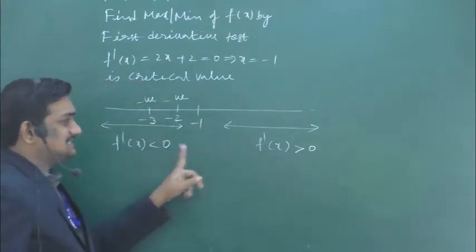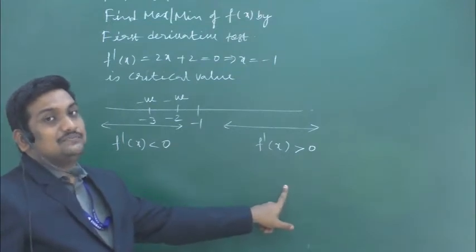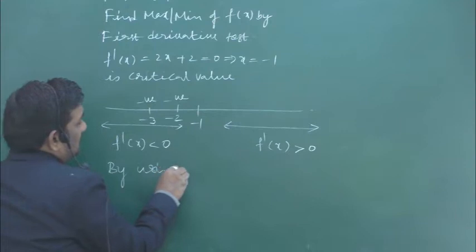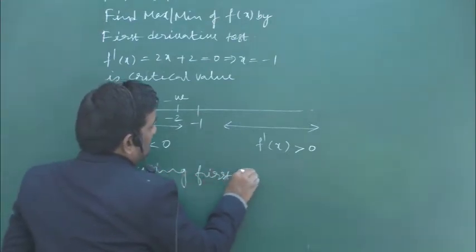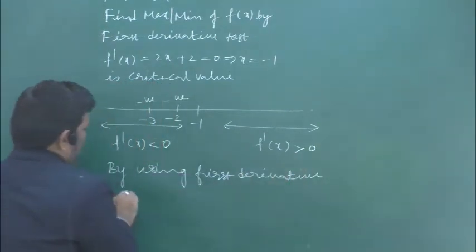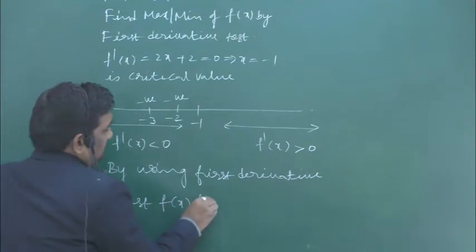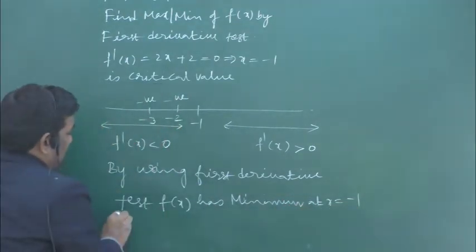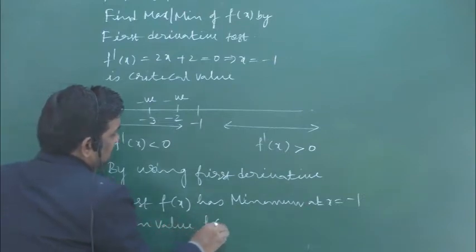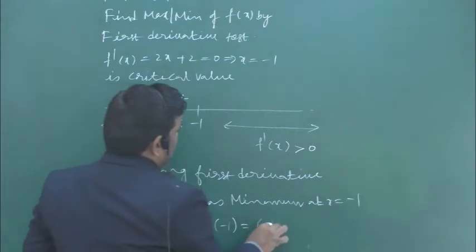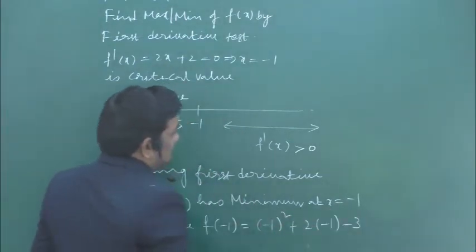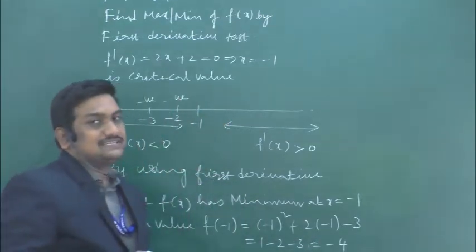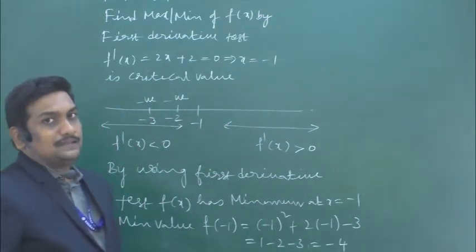So according to the minus comma plus test, you can say that the function has a minimum at x equals minus 1. So by using the first derivative test, f of x has a minimum at x equals minus 1 and the minimum value is f of minus 1. This is equal to (minus 1) whole square, 2 into minus 1 minus 3, it is 1 minus 2 minus 3, it is minus 4. So minus 4 is the minimum value by using the first derivative test.